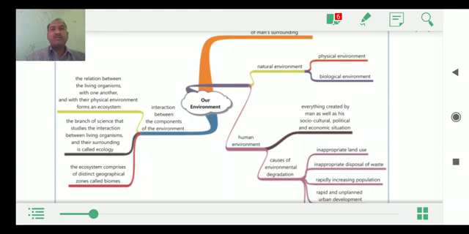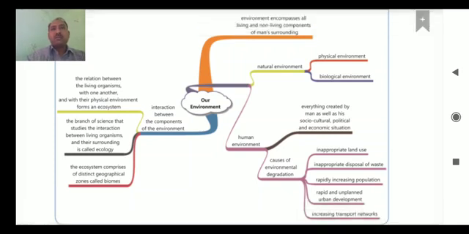Dear student, as you know, environment is a word derived from the Latin word environio. It means our surrounding. So whatever we see in our surrounding is part of our environment. It can be living things, non-living things, living organisms, and even man-made things are also part of our environment.